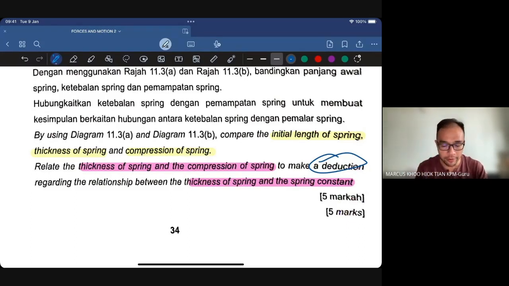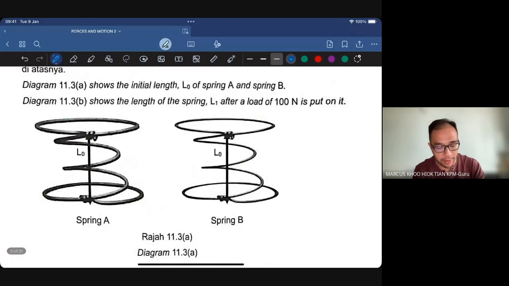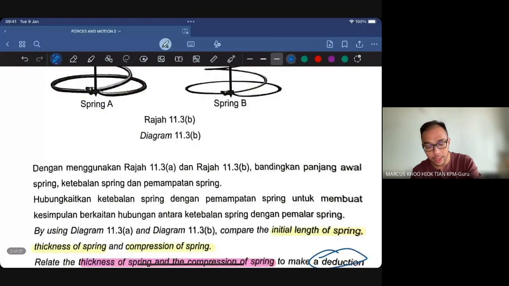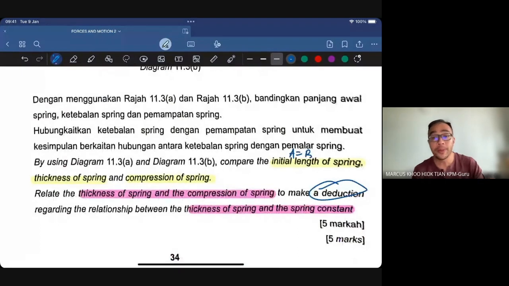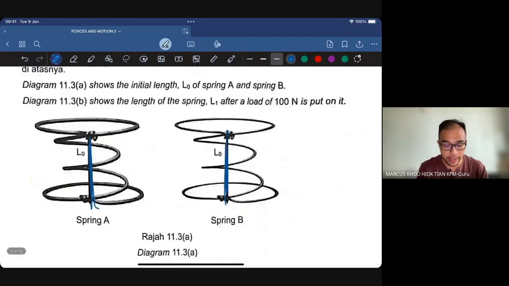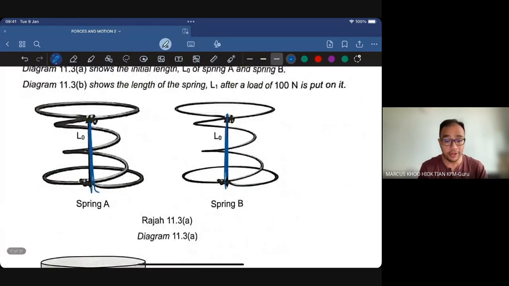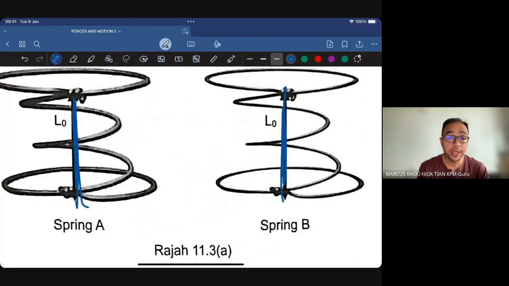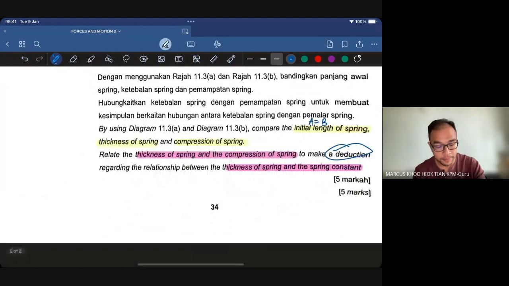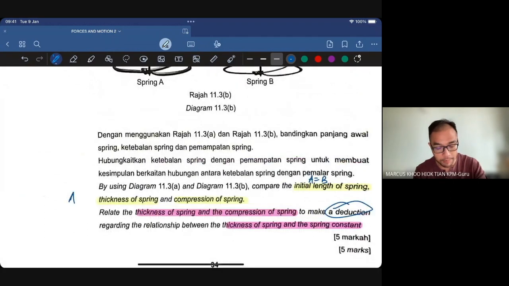All right, initial length of the spring, since both the springs have the same length, the initial length of the spring will be A equals to B. The initial length of spring A is equal to the initial length of spring B. The thickness of the spring, I think it's very obvious over here. You can see it for yourself. Thickness of A is bigger than the thickness of B. I think this is not a problem. A is bigger than B.